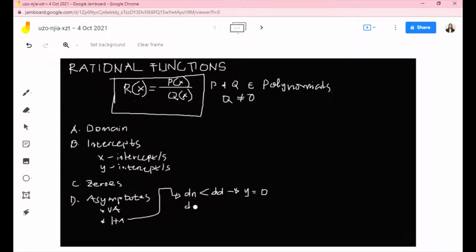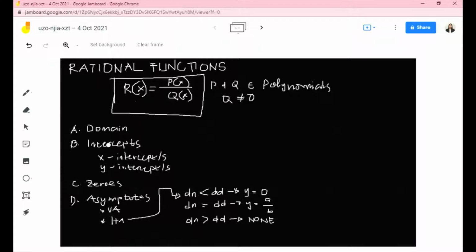If the degree of your numerator is equal to the degree of your denominator, this gives us the horizontal asymptote y equal to a over b. A and b are the leading coefficients of your numerator and denominator. But if the degree of the numerator is greater than the degree of your denominator, this means that the horizontal asymptote does not exist.